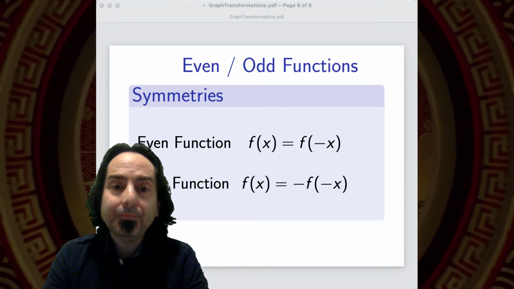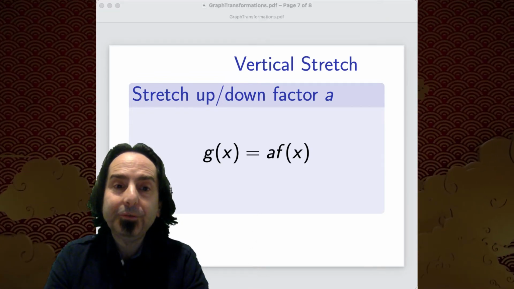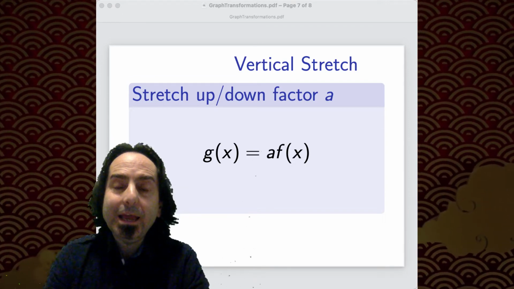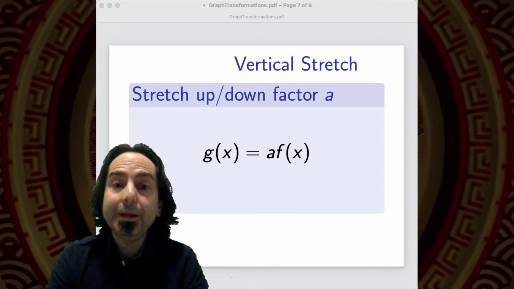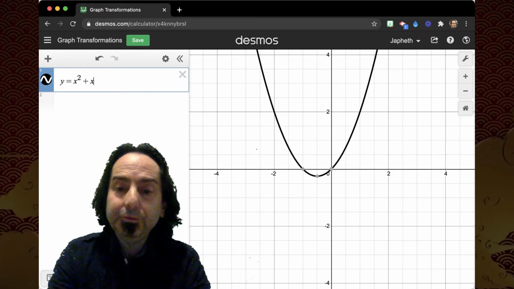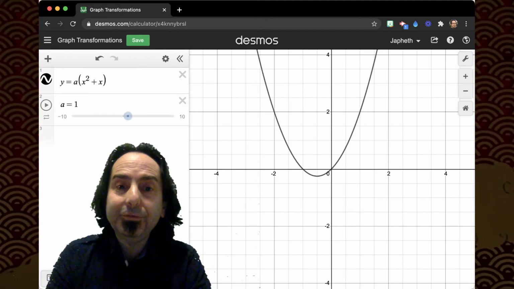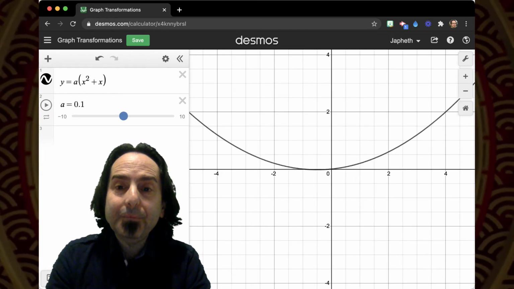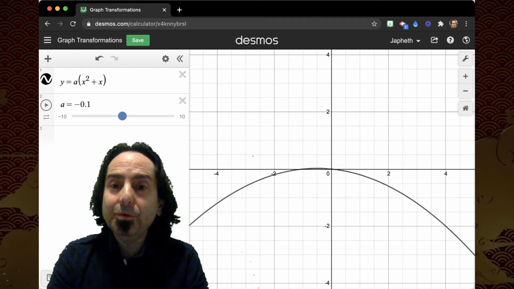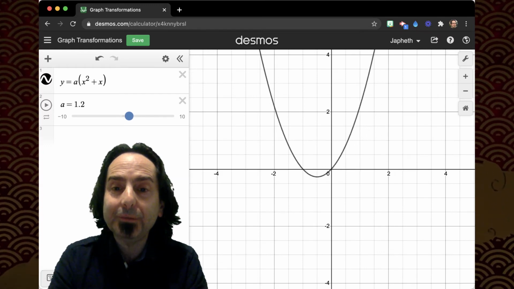Well, let's continue. Let's continue to talk about a vertical stretch. So with a vertical stretch, what we're going to do is take the function and just multiply the whole thing by a parameter a. So let's go to our picture, and here we'll just put parentheses around it and multiply the whole thing by a. We'll add the slider, and notice that when we change a, it's actually shifting up and down, although it's hard to tell that it's not left or right.